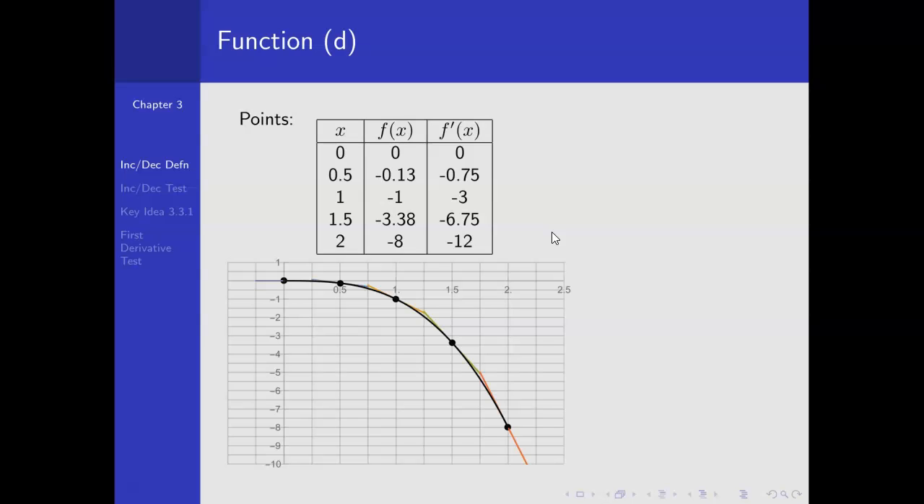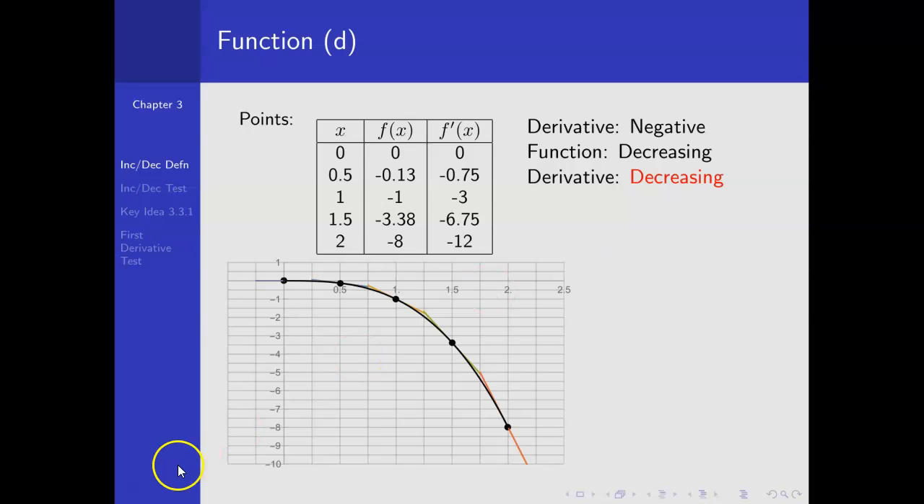And then when we sketch in the graph, we should get something along these lines. So the derivative, looking at the table, and again, we're going to ignore that one spot where the derivative is actually 0, the derivative is negative. The function is decreasing. And the derivative is also decreasing because the values of the derivative are getting more negative as we go. So if we put these on the number line, we would be going from right to left. So those are all decreasing there.